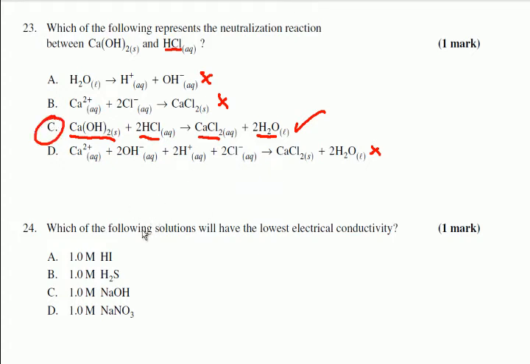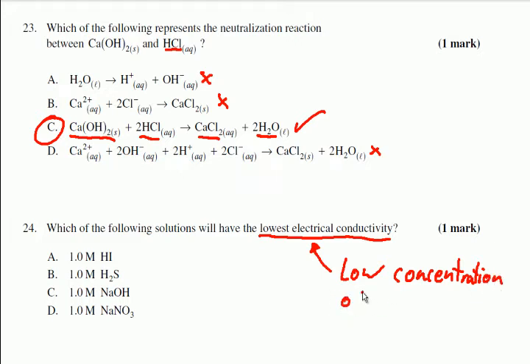Okay. The next question says, which of the following solutions will have the lowest electrical conductivity? Lowest electrical conductivity means when you have the least amount of ions. So let's take this, underline it, and write: if you have low electrical conductivity, that means you have a low concentration of ions. So which of these has the smallest concentration of ions?